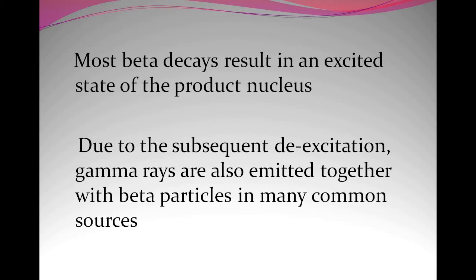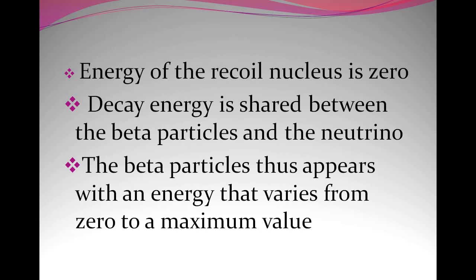And most beta decays result in an excited state of the product nucleus. Due to the subsequent de-excitation, gamma rays are also emitted together with the beta particles in many common sources. This is also known to us. In most beta and alpha decay, you can see that a beta or alpha is followed by a gamma. This we have just mentioned.